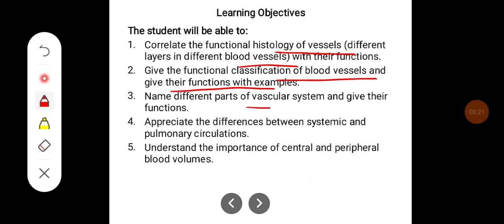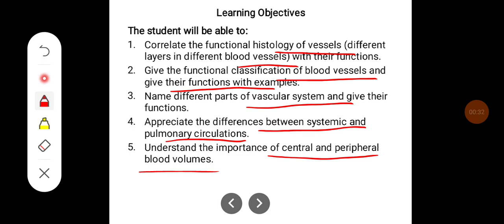Name different parts of the vascular system and give their functions. Appreciate the difference between systemic and pulmonary circulations. Understand the importance of central and peripheral blood volumes.